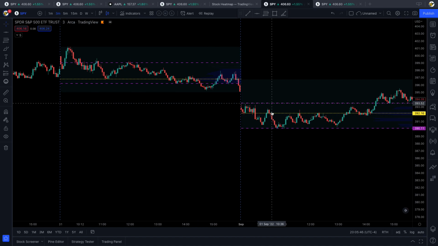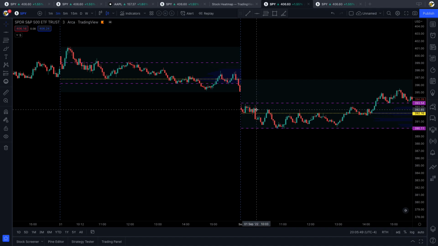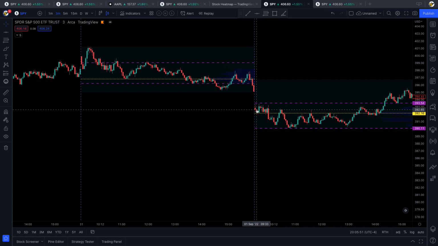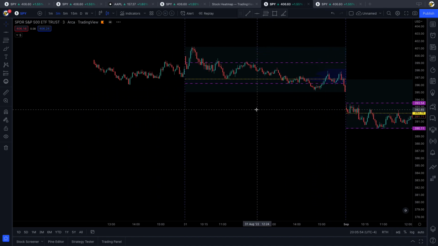But after I play the ORB, I switch to the 1-minute chart once I start playing the break and retest with Jimmy. So when I start the day, I'm on the 3-minute chart.